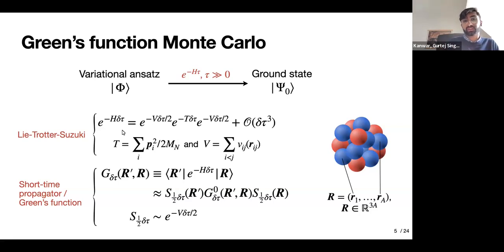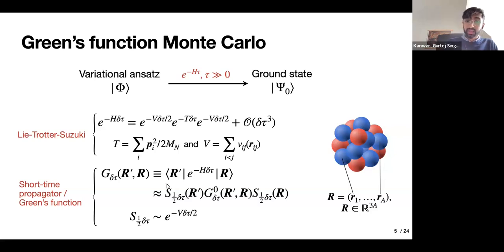And the name Green's function Monte Carlo is really given to the method by the fact that we're going to work in explicit coordinate space and write down these coordinate space short time propagators, or Green's functions, which are the matrix elements of this short time evolution operator, sandwiched between two values of the coordinates on the left and the right. And so these big R's that I'm writing are just the coordinates of the A different nucleons that we're going to be simulating here. So these vectors in principle live in a 3 times A dimensional space.